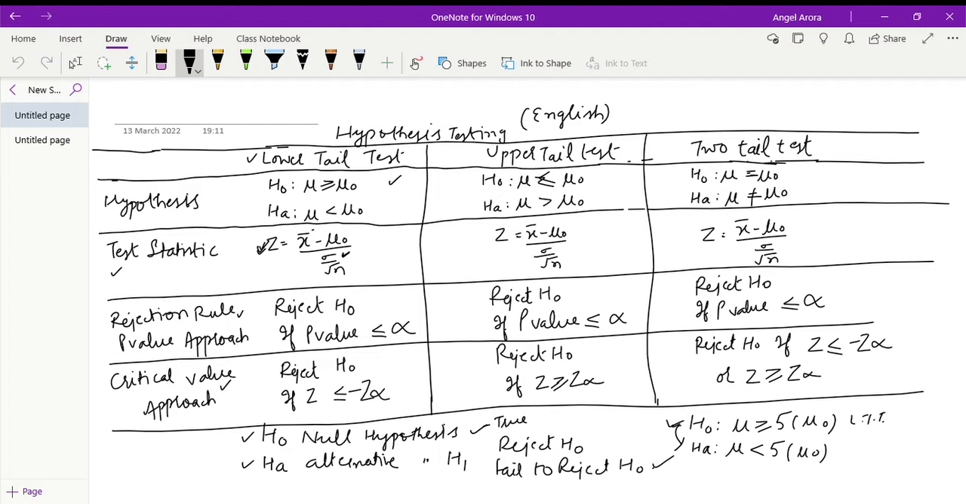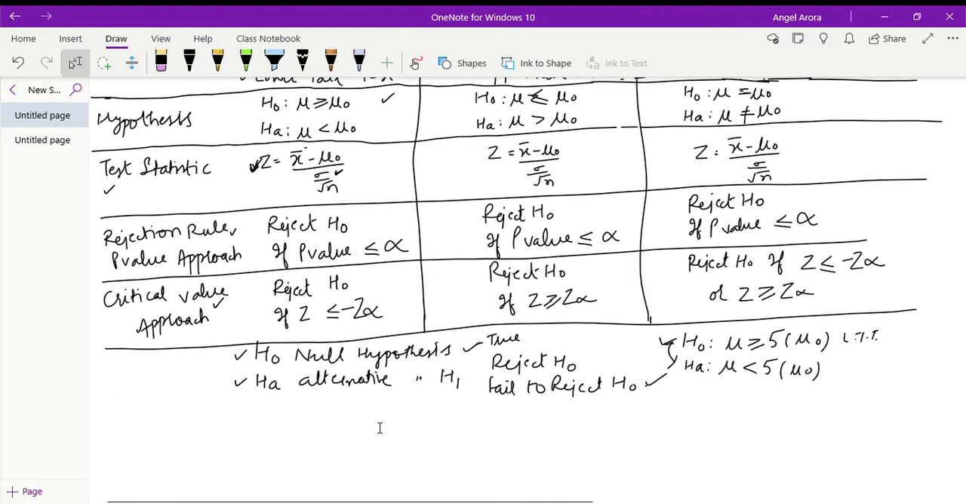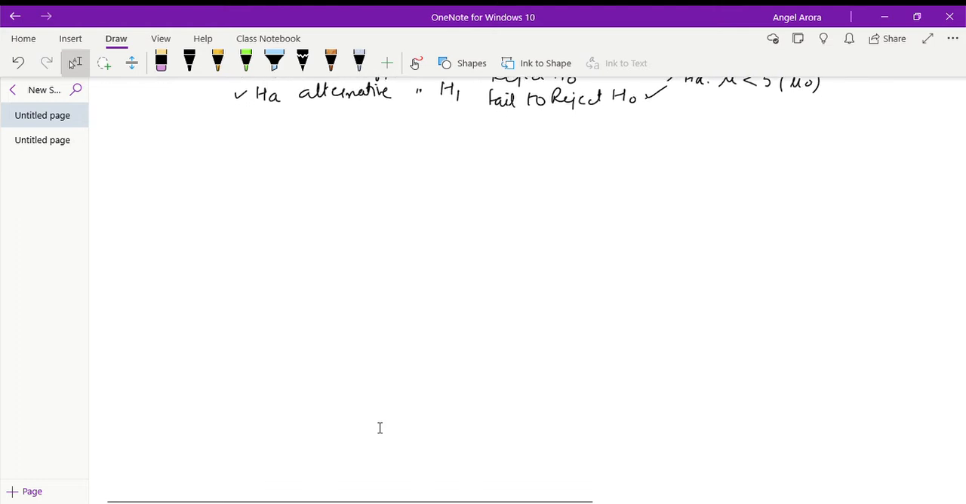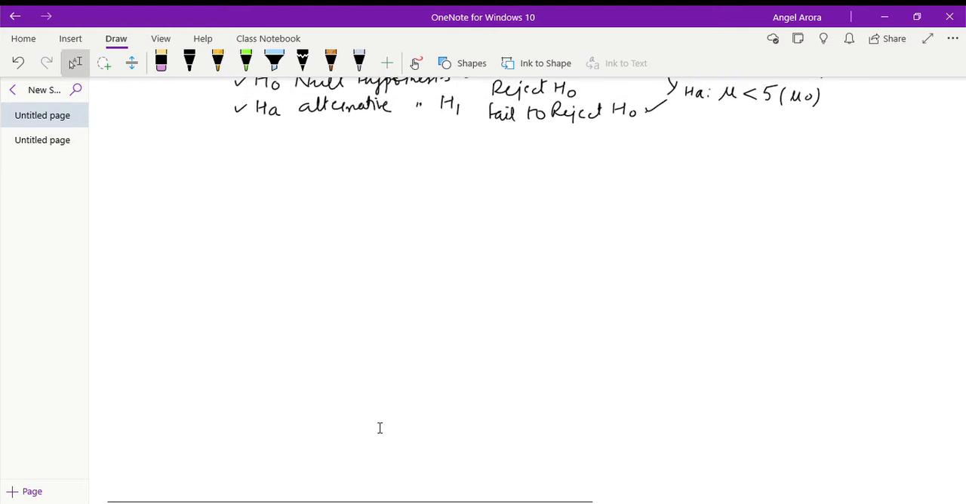So what is the critical value approach? For this, first we have to know the value of z, which is the test statistic here. For example, the z value that we have calculated on the basis of this formula is, say, minus 1.97, because we are talking about a lower tail test, so that will be negative. So minus 1.97 here.